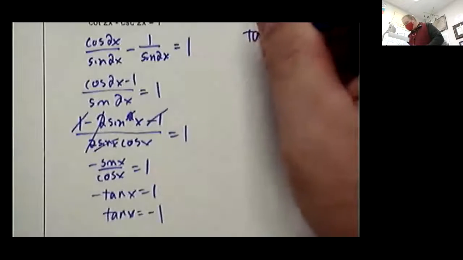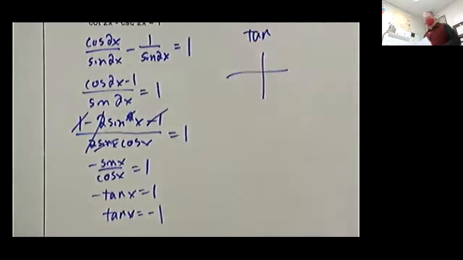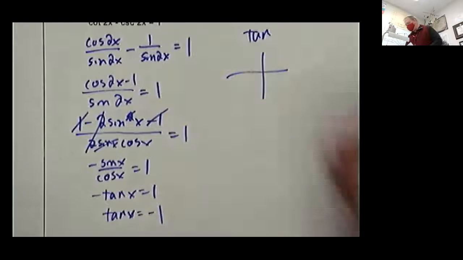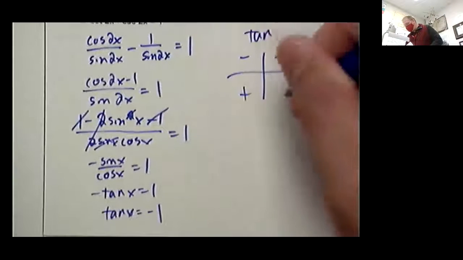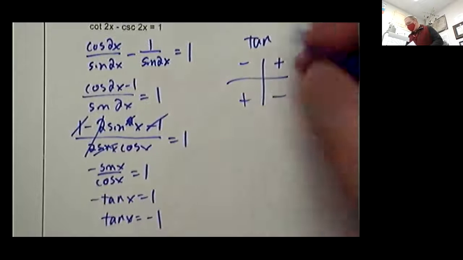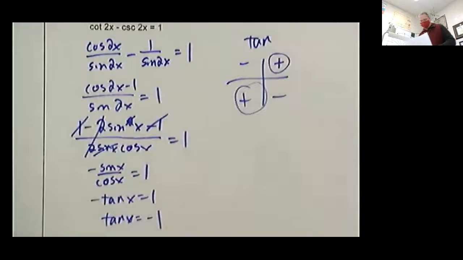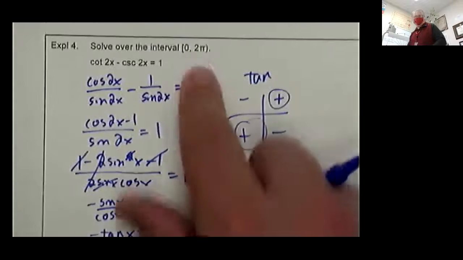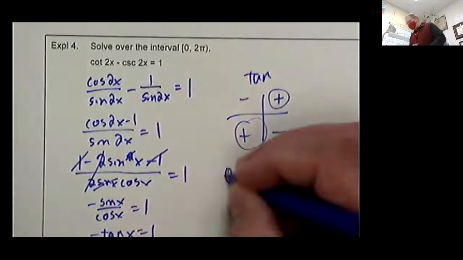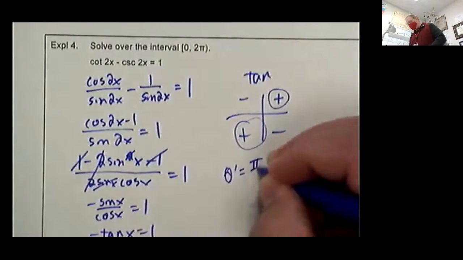So now we're considering tangent on the interval from 0 to 2 pi. Tangent, we recall, is positive, negative, positive, negative. Because we have a negative 1, that means we're in the second and fourth quadrants. We need a reference angle. So what's the angle measure that will give us a tangent of 1? Well, that's 45, but we're in radians. So that is in radians pi fourths.